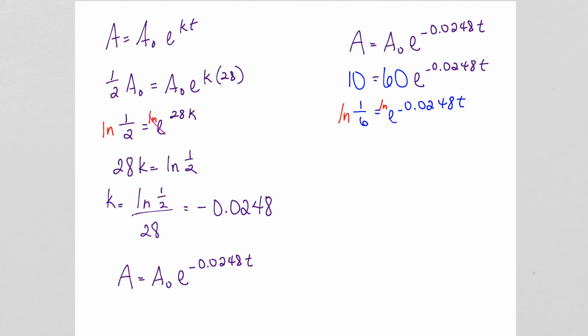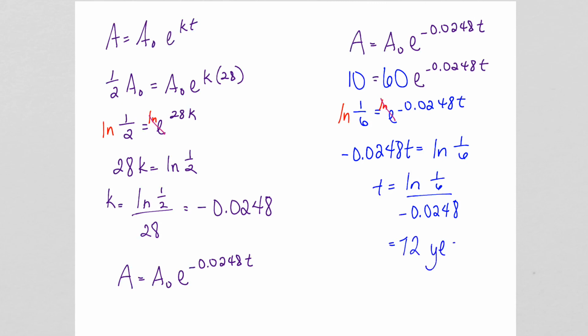Natural log both sides again. And negative 0.0248 t is equal to the natural log of 1/6. So t is equal to the natural log of 1/6 divided by negative 0.0248, approximately 72 years. So this concludes the first section on modeling exponential functions and exponential growth and decay.